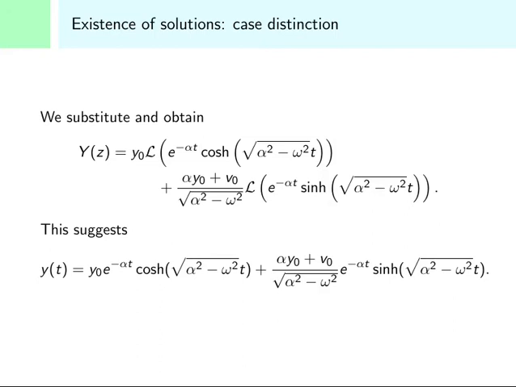Y of t equals y naught exponential negative alpha t times cosine hyperbolicus of square root alpha square minus omega square t, plus alpha y naught plus v naught over square root alpha square minus omega square times exponential negative alpha t times sine hyperbolicus of square root alpha square minus omega square times t. Again, in the long run, the exponential decay of exponential negative alpha t will take over, but in the short run we see some excitation of the system.